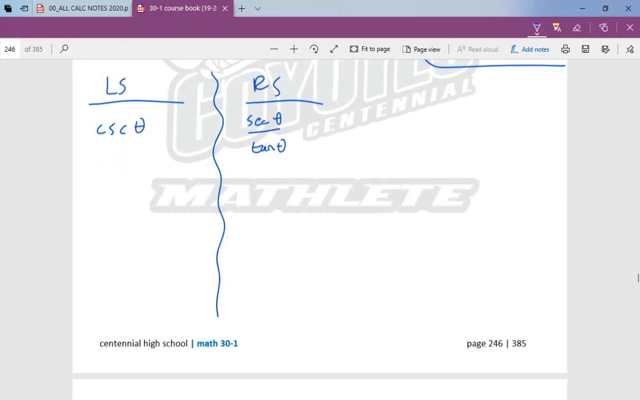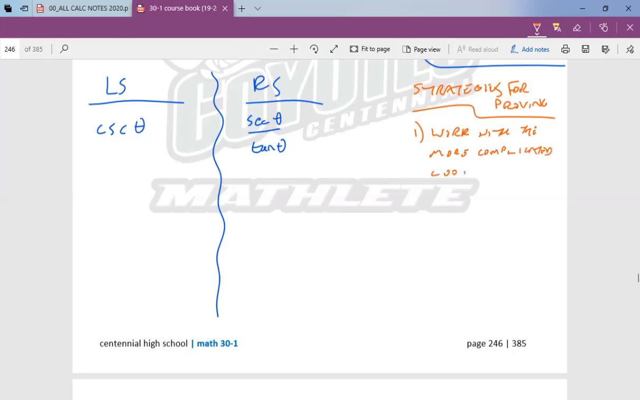Whether we work with one side or both sides, one of the strategies that we should use, let's start to make a list of strategies for proving that they're true. Number one, work with the more complicated looking side. Work with the more complicated looking side.